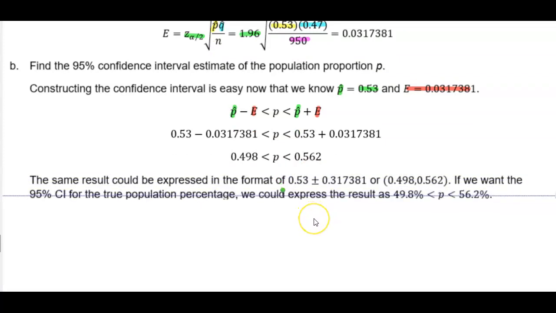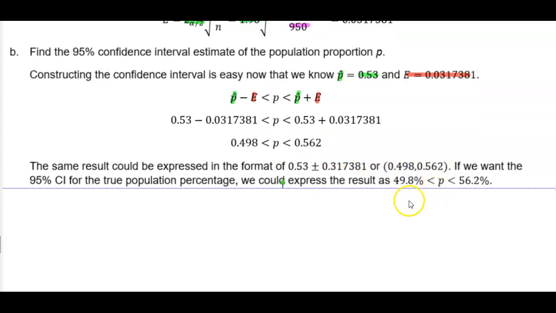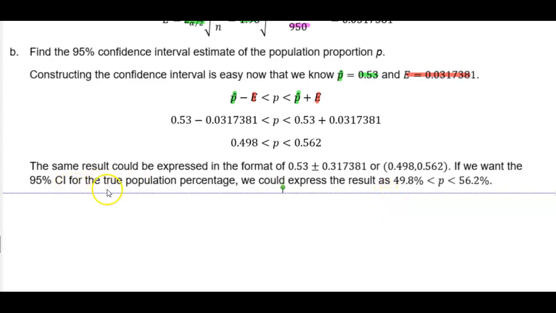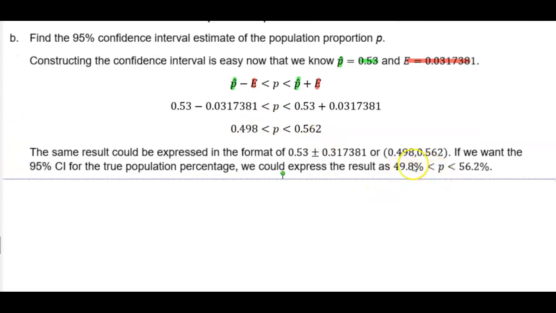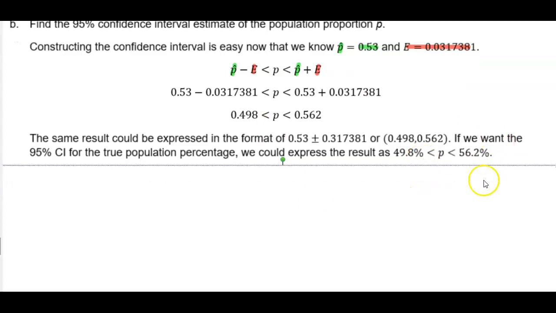Now, the same result could be expressed in the following format. We can say that 0.53 plus or minus 0.0317381, or in interval notation, we would have left parenthesis 0.498, comma 0.562. Now, if we want the 95% confidence interval, or CI, for the true population percentage, we could express the result as a percentage by multiplying both of these numbers by 100%. So we would say p is between 49.8% and 56.2%.